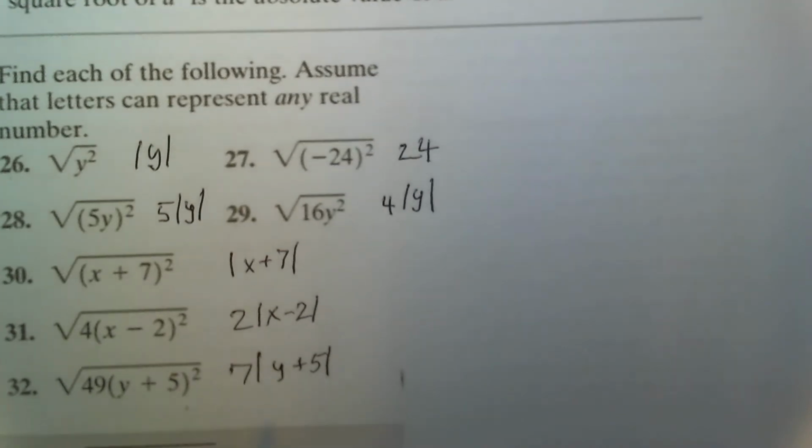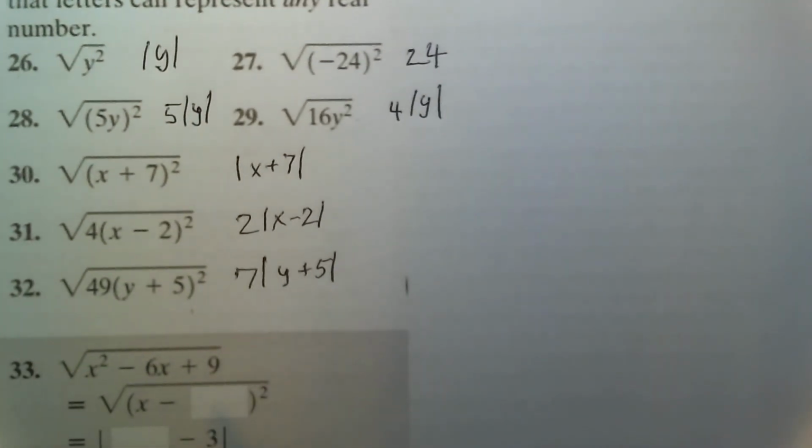In the guided solution, it's very similar. We can factor x squared minus 6x plus 9 as (x minus 3) squared. So then the principal square root would be the absolute value of x minus 3.